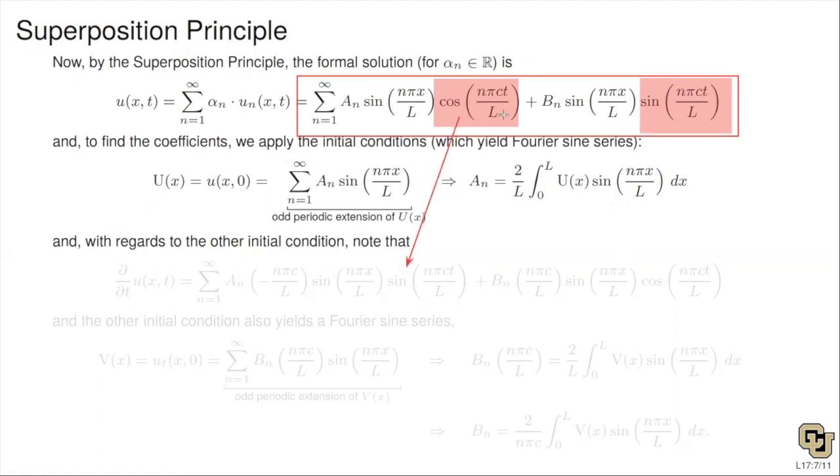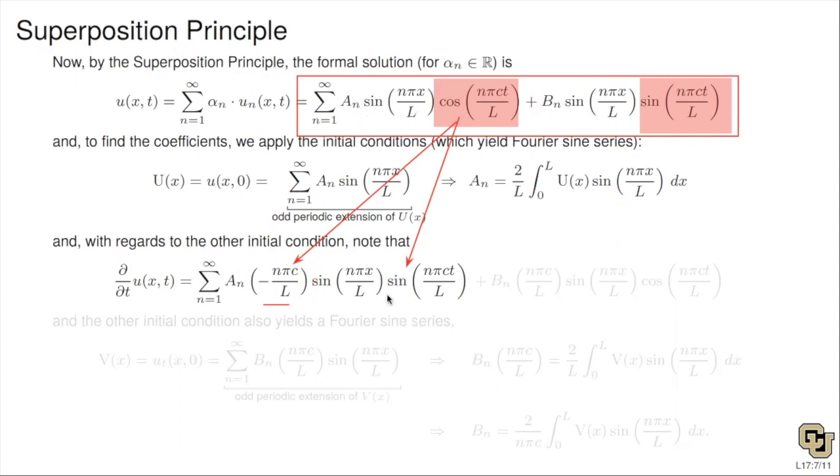And we need a chain rule here. The derivative of the inside will be n pi c over L. And so when I do the derivative of the first term with respect to t, I get a sub n, and then you have the negative from the derivative and the n pi c over L. From the chain rule, here's the sine n pi x over L. That's just the same that I copied.